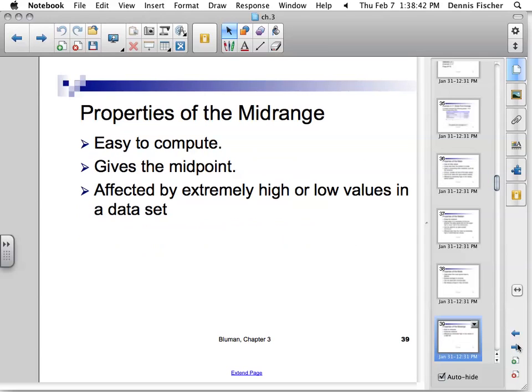Mid-range, again, easy to compute, gives the midpoint, and it is affected by extremely high and low values of the data set. So in other words, that outlier will affect the mid-range quite a bit. What is the mid-range? High plus low divided by 2, right? So if I had an outlier way out here and I had high plus low divided by 2, that's going to move it way out, right? It's not going to be a very good estimate of the middle as you go through.